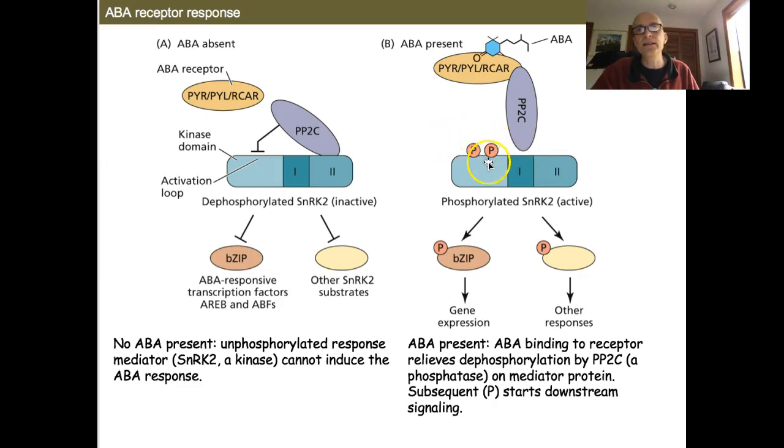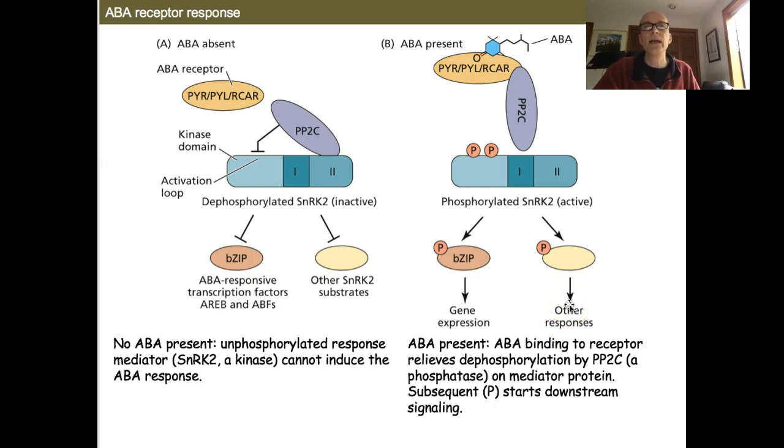relieve the dephosphorylation state. So in other words, it moves up here, it allows phosphorylation. So now phosphorylation occurs. So I say here, ABA binding to receptor relieves dephosphorylation on mediator protein. So the PP2C is no longer active as a phosphatase, meaning picking off phosphate groups. So phosphate groups can now be added. And when they are added, then this enzyme, the kinase here, can transfer the phosphate groups to downstream signaling molecules, which then lead to either gene expression in the case of this BZIP protein or other proteins. These are other substrates of this particular protein. So other responses can occur, other signaling responses that are not necessarily gene expression responses.